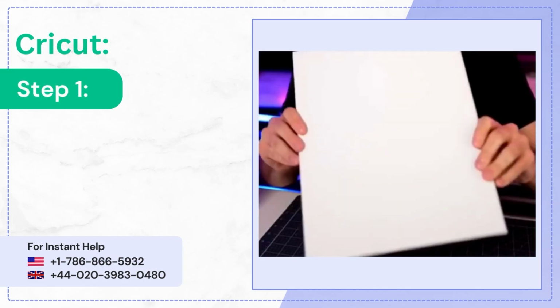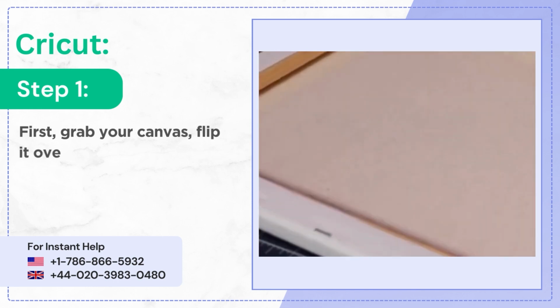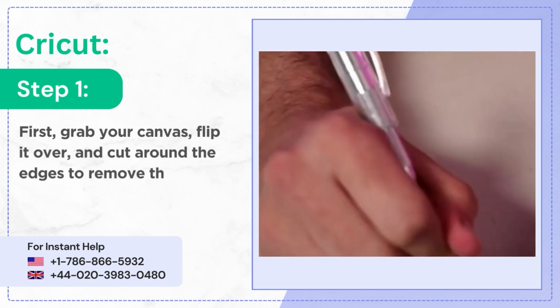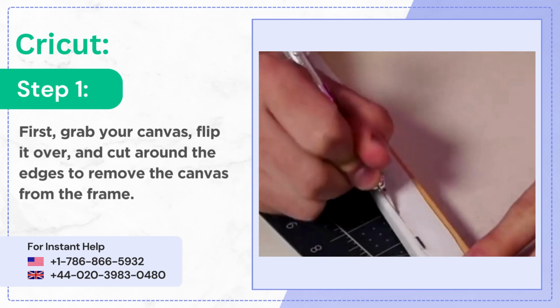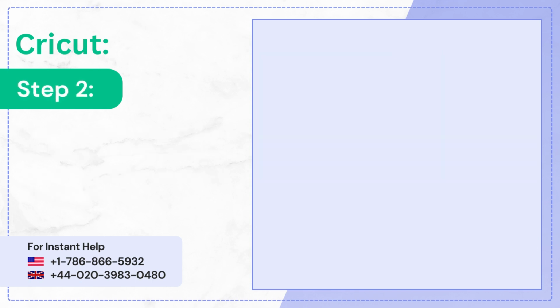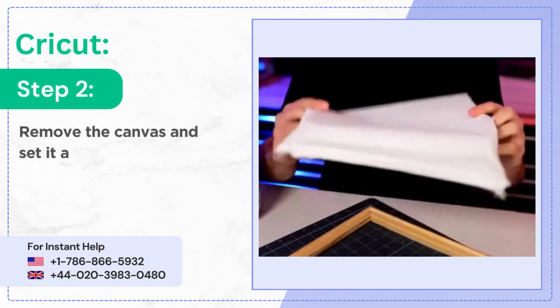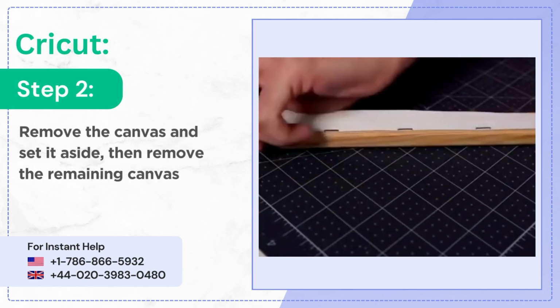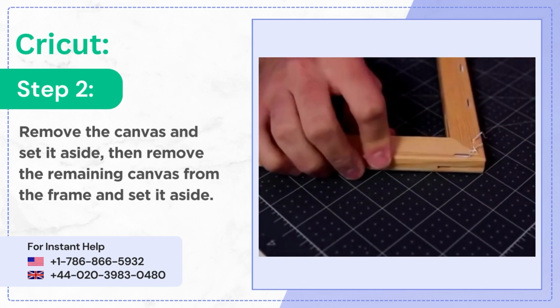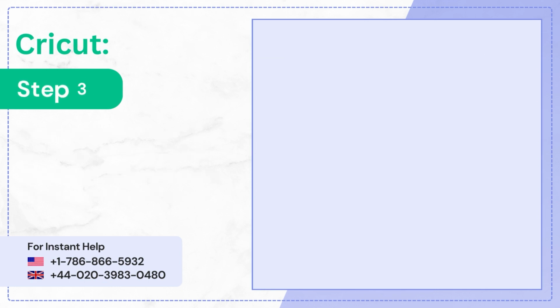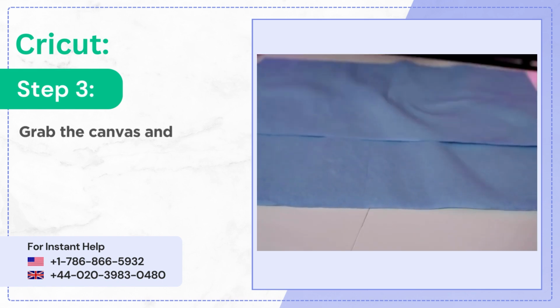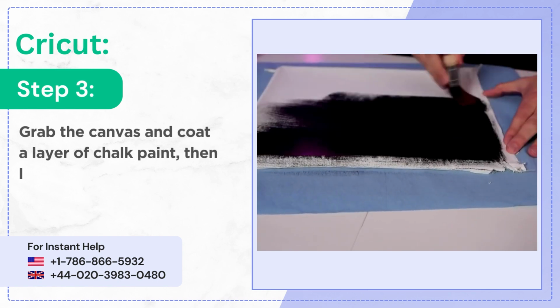Step 1. First grab your canvas, flip it over and cut around the edges to remove the canvas from the frame. Step 2. Remove the canvas and set it aside, then remove the remaining canvas from the frame and set it aside. Step 3. Grab the canvas and coat a layer of chalk paint, then let it set to dry.